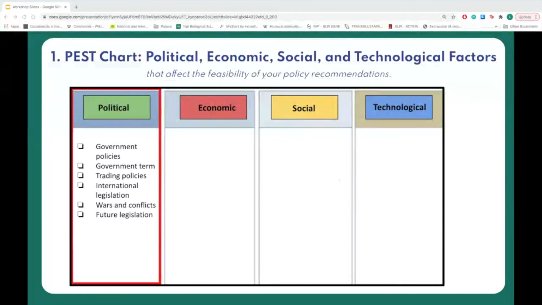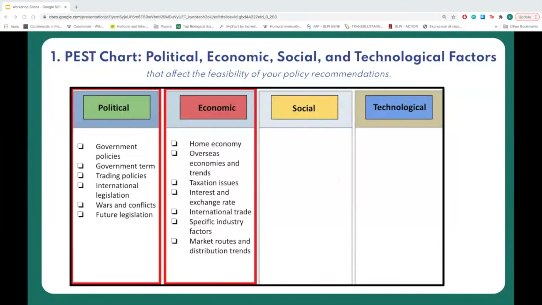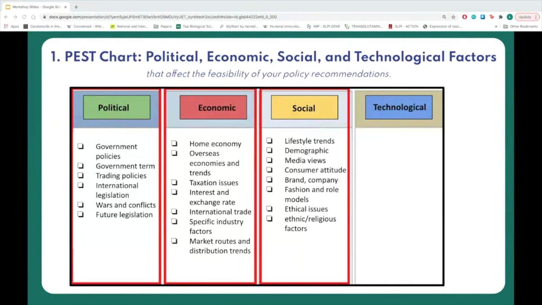For example, the political factors could include government policies, government term, the current legislature and future legislation, then trading policies, international legislation, wars and conflicts, and many more. The economic factors could include the state of the home economy, overseas economies, ongoing trends with different economic policies at present, taxation, any taxation issues pertaining to a specific product or service you would like to mention in your policy recommendations, then the exchange rate, market routes and distribution, etc. Social factors can include lifestyle trends, media views, consumer attitude towards a particular product, demographic, or any ethical issues that exist around a policy recommendation that you want to involve in your memo.